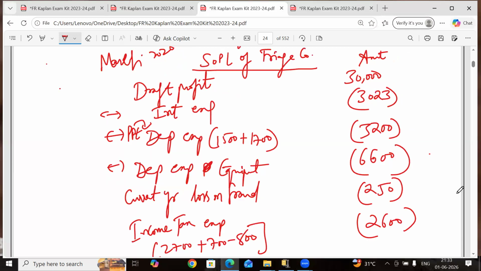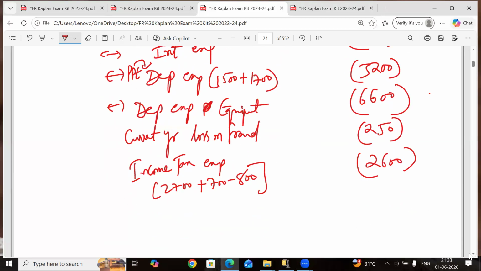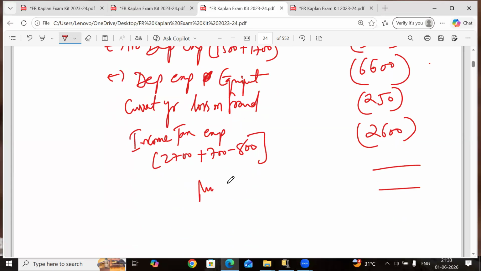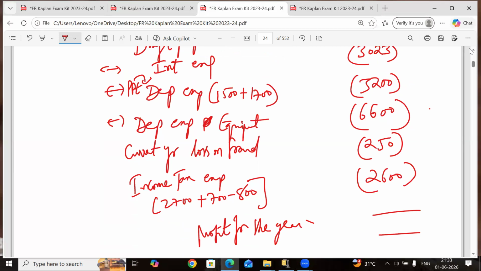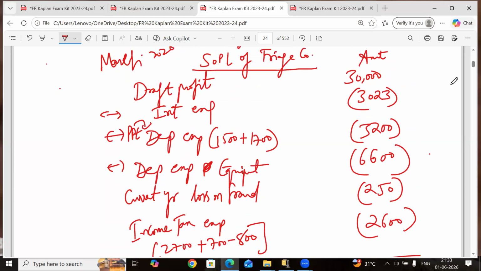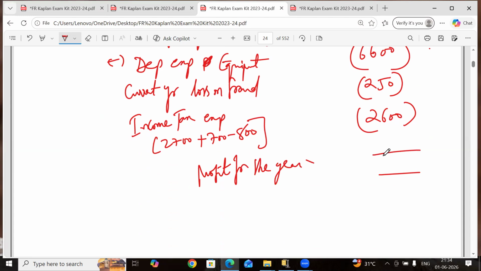Let's calculate and find out the profit, the adjusted profit figure, and make the balance sheet. So 30,000 minus 250, 14,327. So that is the profit for the year. Okay, finish this. We'll make the balance sheet now.